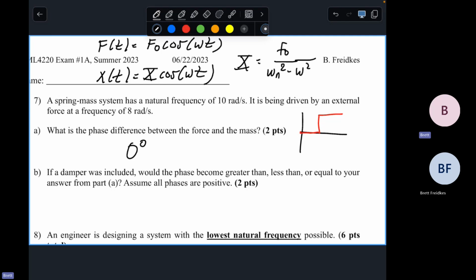So, if a damper was included, would the phase become greater than, less than, or equal to your answer from part A? Assume that all the phases are positive. Okay, prove to me why. That's a 1/3 guess. Why is it greater than? I'm going to tell you you're correct. Dylan: There is a phase, so it's not equal.